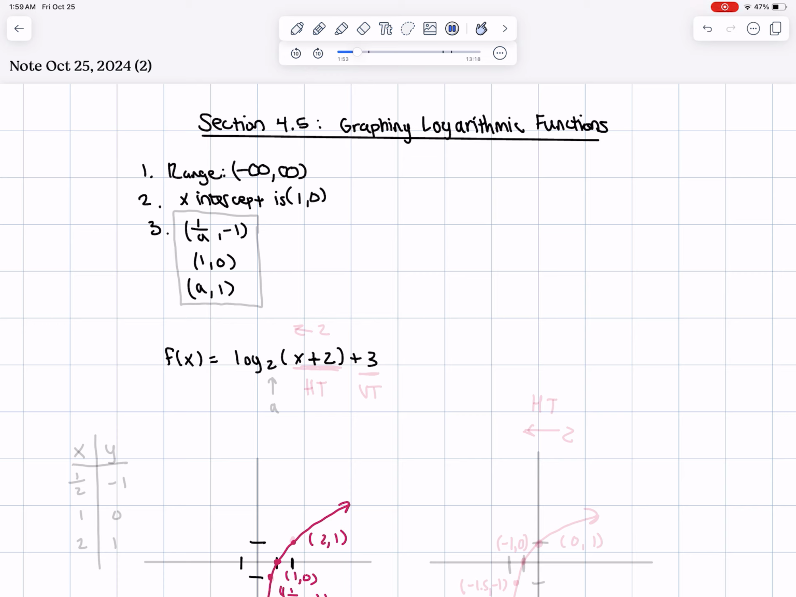Okay, so let's first set up using these points that they gave us. So what is our a? Well, we know in logarithmic functions that our 2, or our base number, is what corresponds to a. So that's what we'll use to set up our chart. So if it's 1 over a, 1 over 2 is 1/2, negative 1; 1, 0; and then it's going to be 2, 1. Now, if it was a different base, then you would use the value that's there for a. But since it's 2, we're using 2 here.